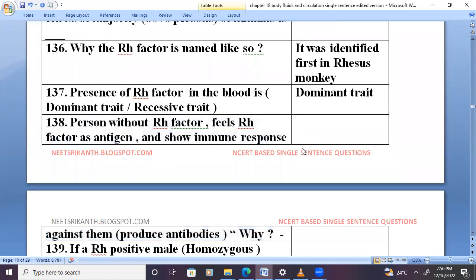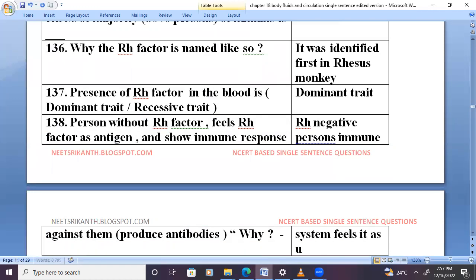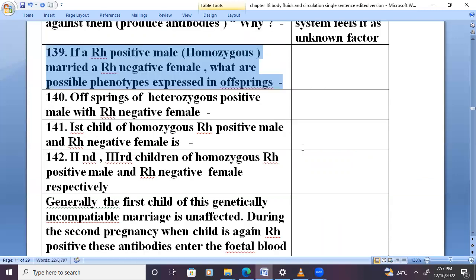A person without the Rh factor feels the Rh factor as an antigen and shows an immune response against it, producing antibodies. Why? In an Rh negative person, the immune system feels it as an unknown factor, and the unknown factor becomes an antigen.